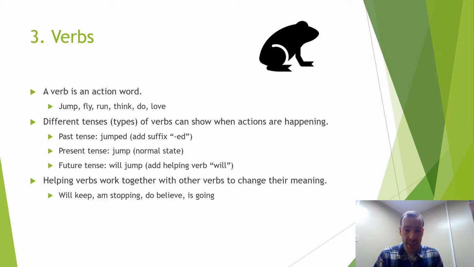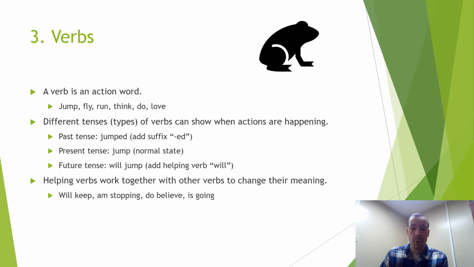Usually when we have verbs in the past tense, we add the suffix ed. So if the frog jumped yesterday, in the past, we add an ed, jumped. In the present tense, we just use jump or jumps, the frog jumps. That's kind of the neutral, normal state. If we're talking about it in the future, we usually add a helping verb such as will. So the frog will jump tomorrow or sometime in the future.